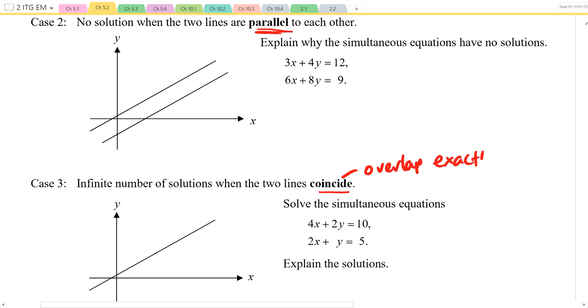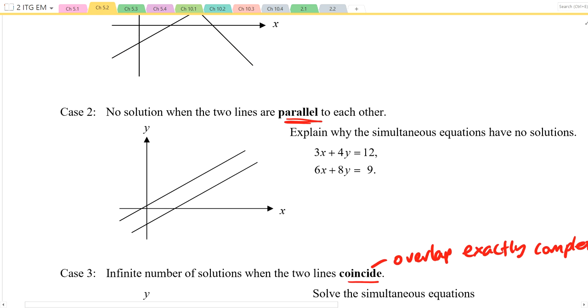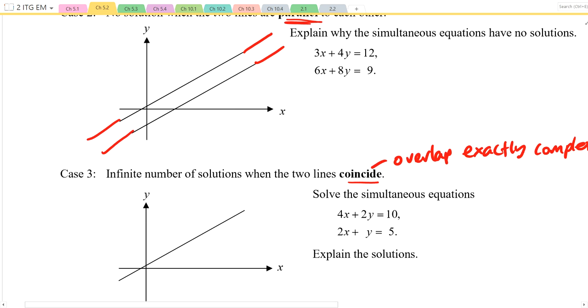exactly, completely. So it is referring to the same line actually. Okay, so these are the three cases. One intersection point over here, this is where they intersect. In case number 2, they do not intersect at all because they are parallel. No matter how we extend the lines in both directions, they will not cut each other. And in case number 3, they overlap. So the two lines overlap each other. They are exactly the same.